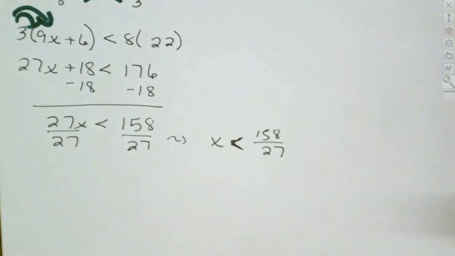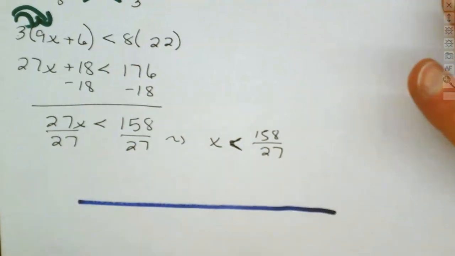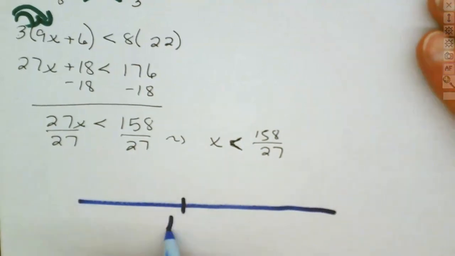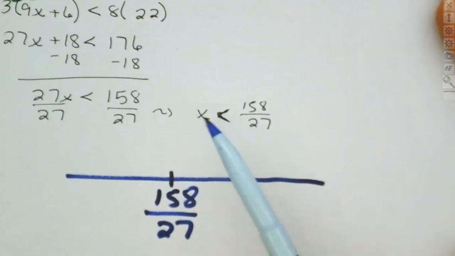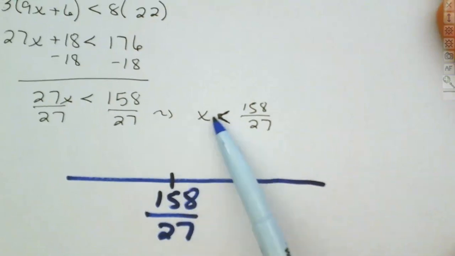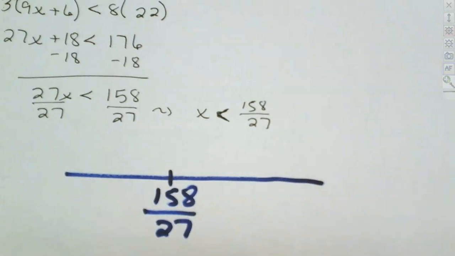Now we have one more step to do. We now need to put this on our number line. So we draw our number line, and we'll find our 158 over 27. Now we look at the way it points. Here's how you know which way to shade. Which way does it point? Okay. It points towards the x, pointing to the left. So where do we shade? We shade to the left.